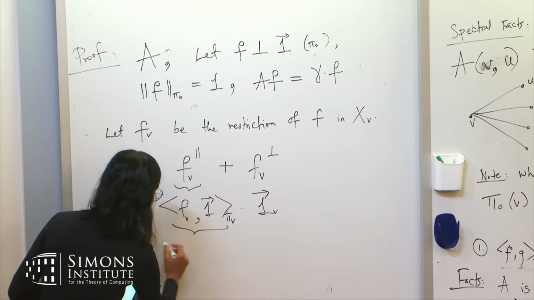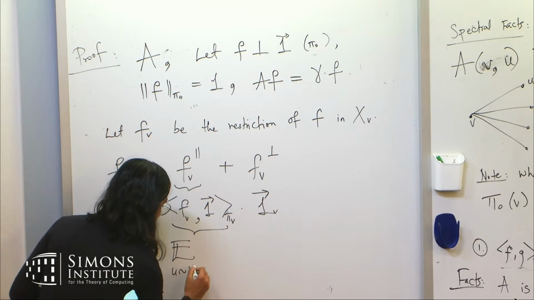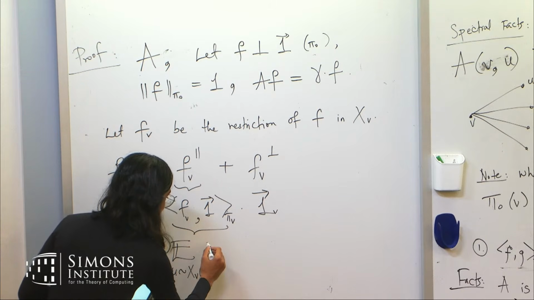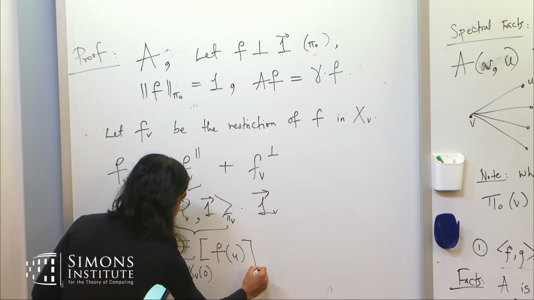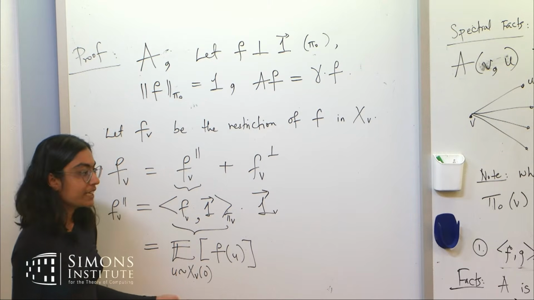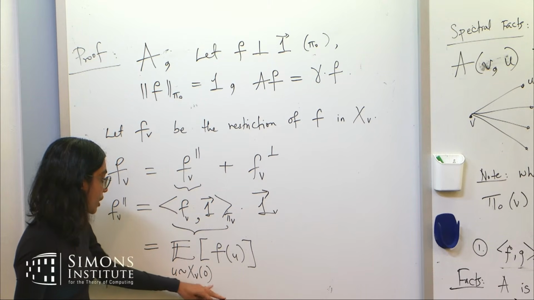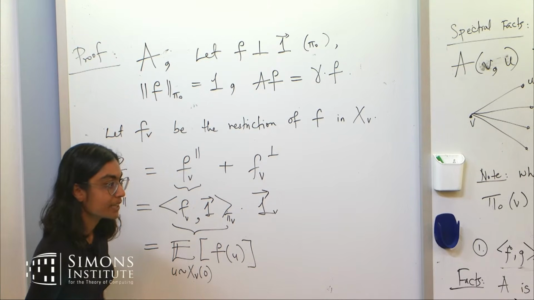And this quantity is just an expectation over U taken from the link of V of F of U. So do we know how to simplify this further? What should this be?